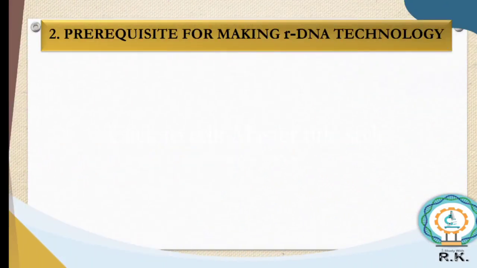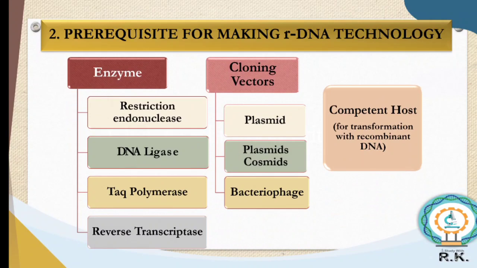Then prerequisite for making rDNA technology. Here the enzymes, which include the restriction enzymes which help to cut, then DNA ligase which help to bind, then Taq polymerase which help to synthesize, and reverse transcriptase is used in producing complementary DNA from messenger RNA. Then vectors which help in carrying and integrating the desired gene. Here we can use as a vector like plasmid, cosmid, and bacteriophage. Then competent host. The host is the ultimate tool of recombinant DNA technology, which takes in the vector engineered with the desired DNA with the help of the enzyme.